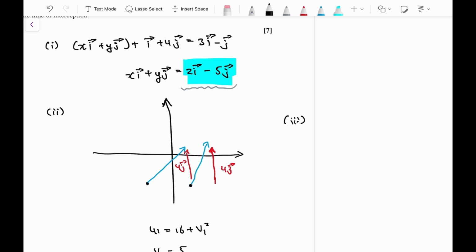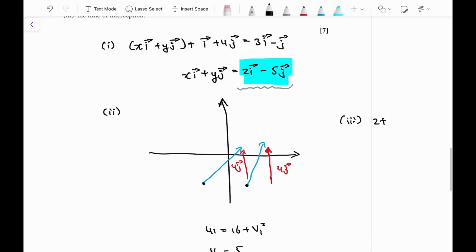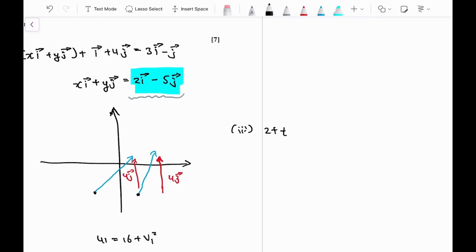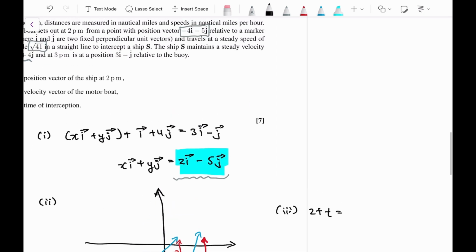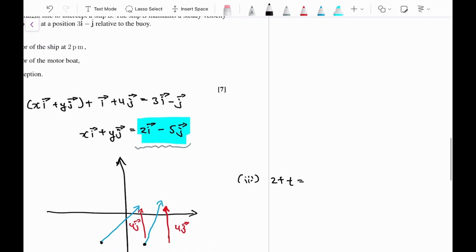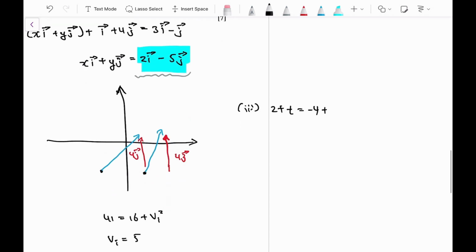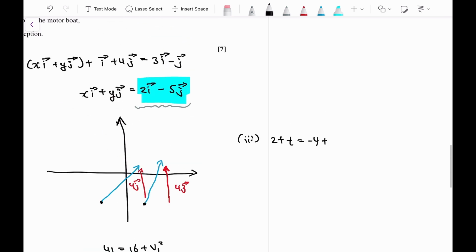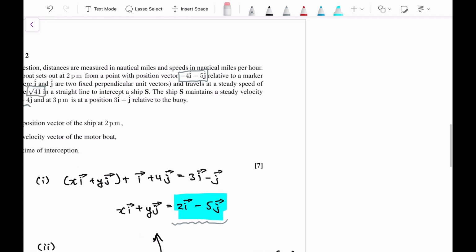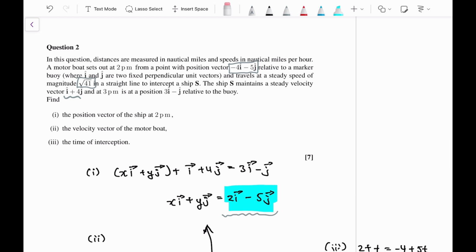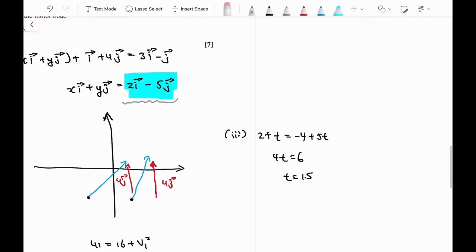So in this case, let's look at the ship. First of all, the ship in the i direction is 2, plus its velocity in the i direction, which is 1 times t, which is t. This is equal to the position of the boat. At 2 p.m., in the i direction it is -4, plus its velocity in the i direction, which is 5, so therefore it's 5t. From this, we can solve for t: 6 equals 4t, so t is equal to 1.5. Now, we might need the unit for this. It says nautical miles per hour, therefore this must be in hours. And this will be the answer to the third component of the question.